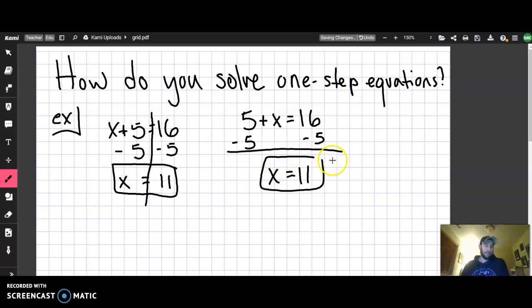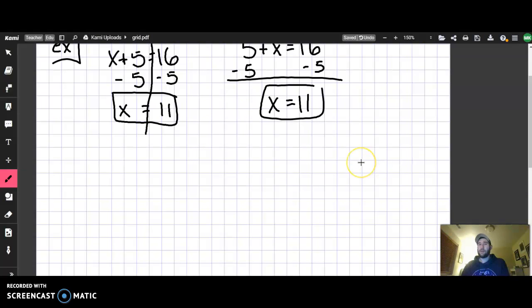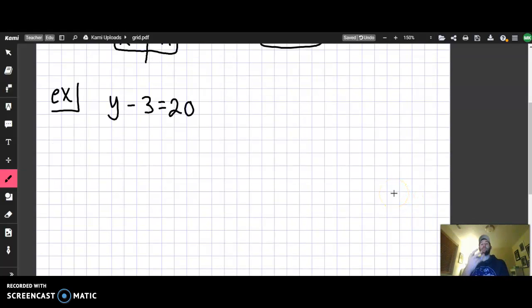So let's take a look at another example here, this time with another operation. In this example, we have y minus 3 is equal to 20. So here it's going to be the exact same process. The only difference is identifying our operation. If we have y minus 3, what undoes subtraction is addition. So we want to add by 3 on both sides of the equation, on both sides of the equal sign. And so our y is then going to equal 23.